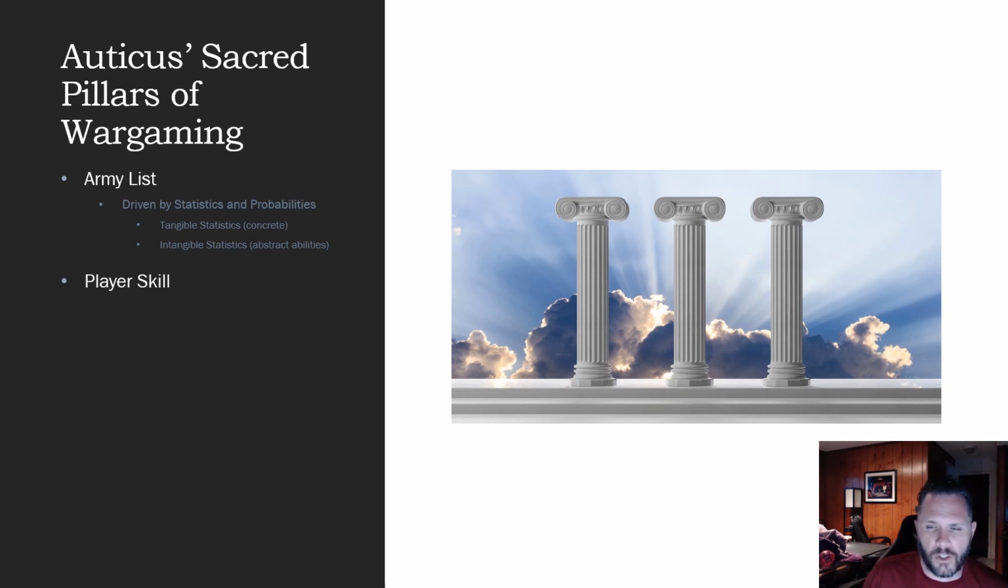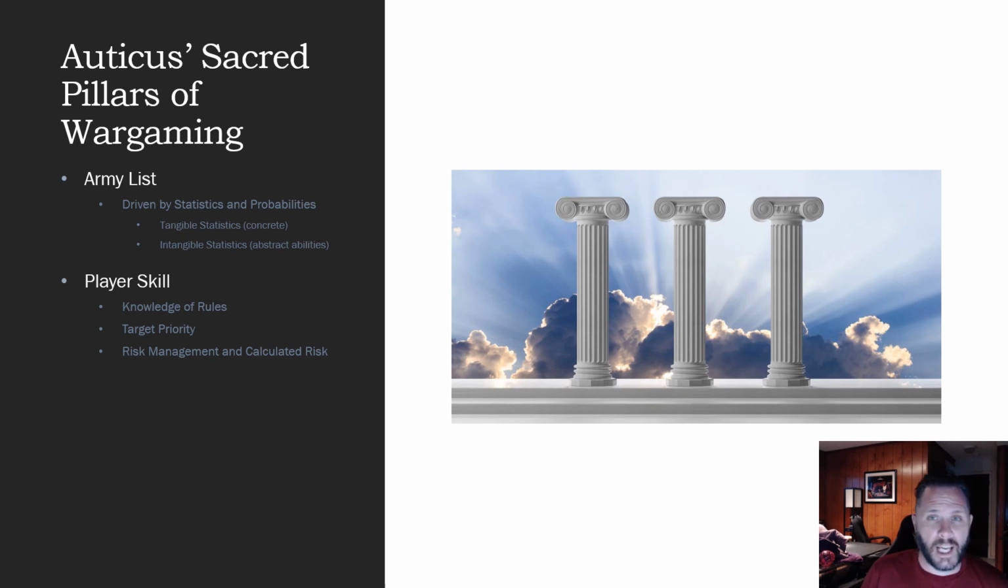The second pillar we have is player skill. And this is quite simply how good you are at playing the game. Player skill is broken down into several facets. Number one, your knowledge of the rules. If you don't know all the rules, you're going to get caught unaware during a game. You're not going to know how to plan appropriately. If you don't know the rules of engagement in the war, you can't fight it. Target priority: knowing which targets to go after first and which targets to try to ignore.